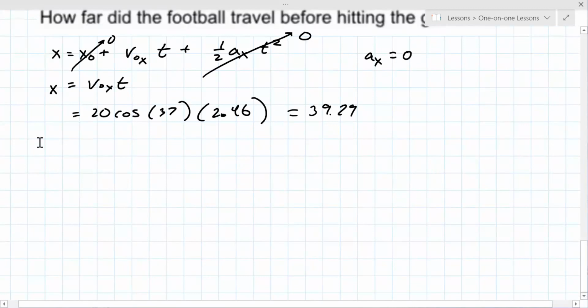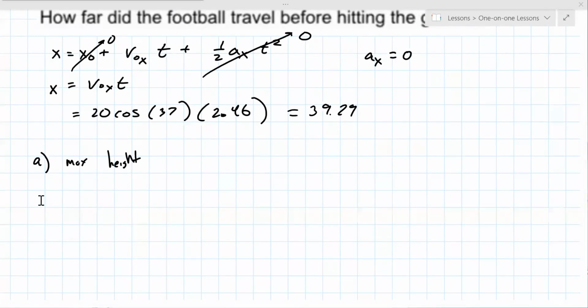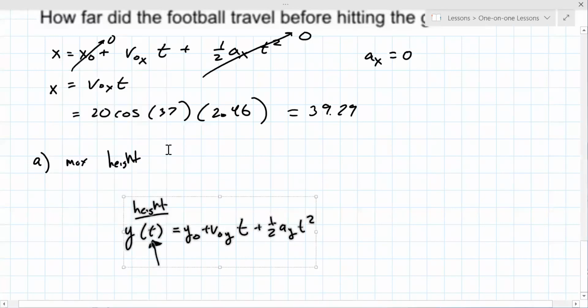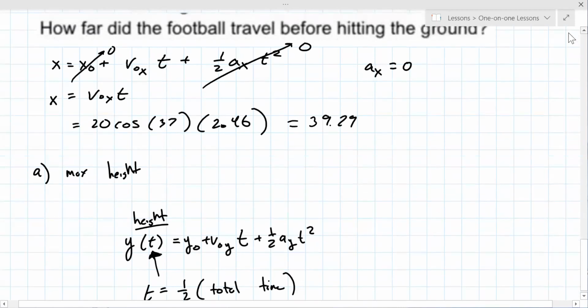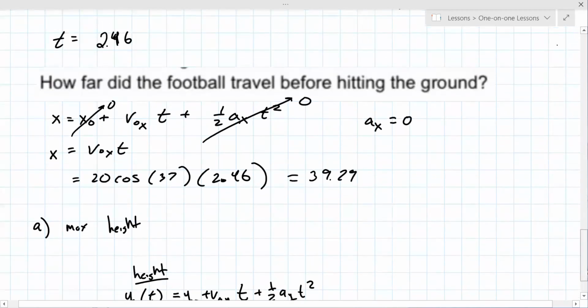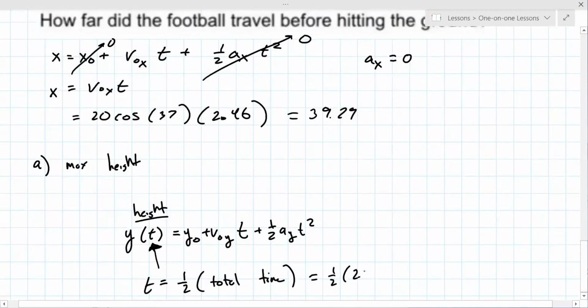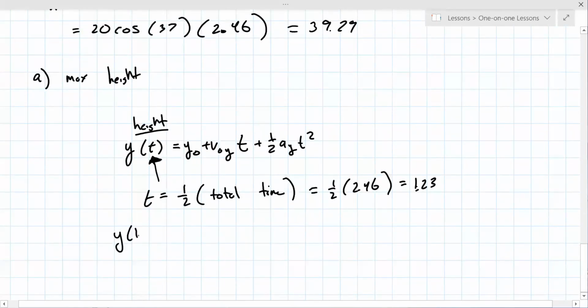So part A is asking for the max height, and I'm going to just paste this equation in. It's halfway between, so the t here is equal to half of the total time. The total time is what you found to start out, which was 2.46. So it's 1/2 of 2.46, which is 1.23. That's the number we have to put into this equation, y of 1.23.